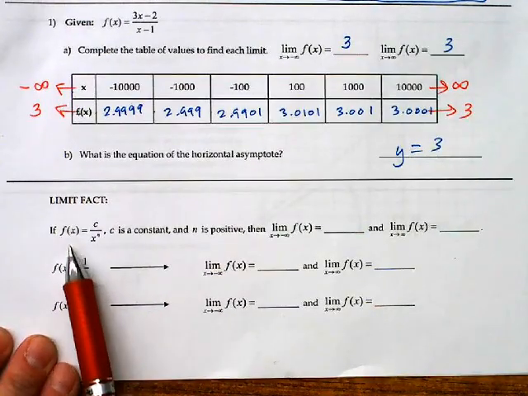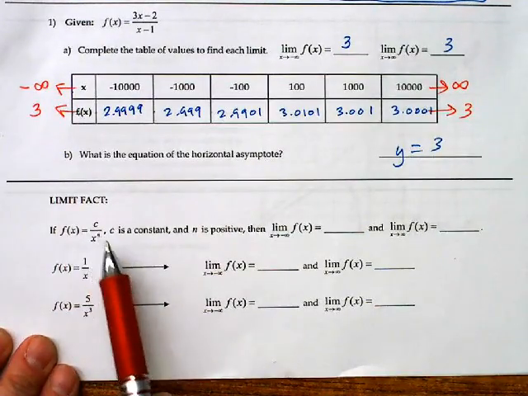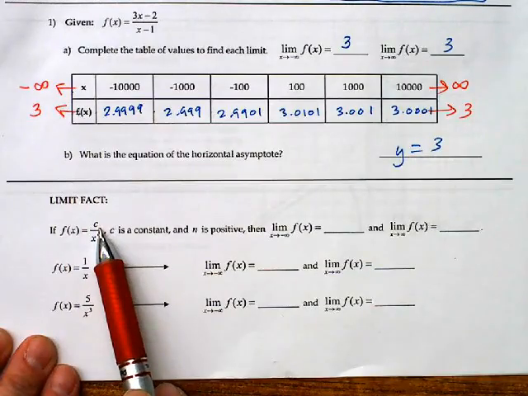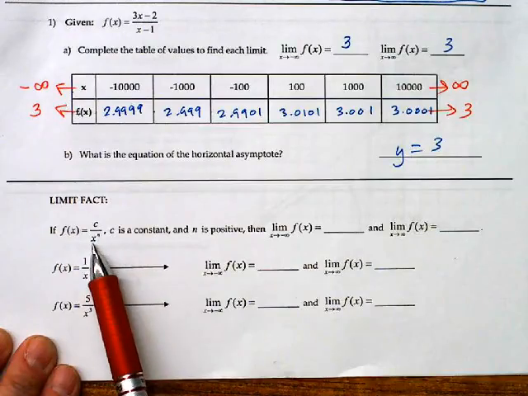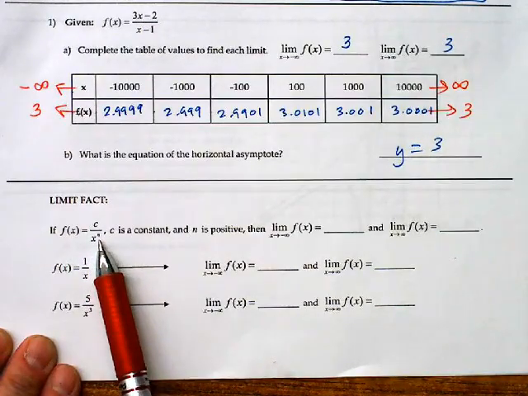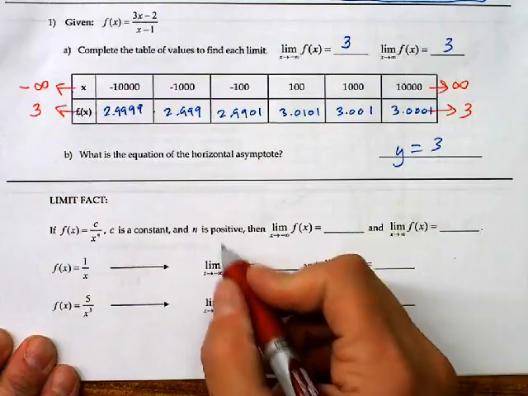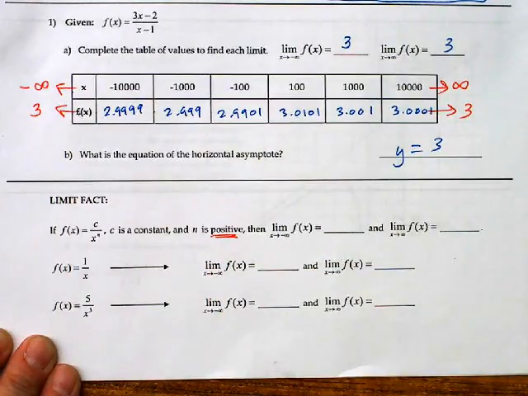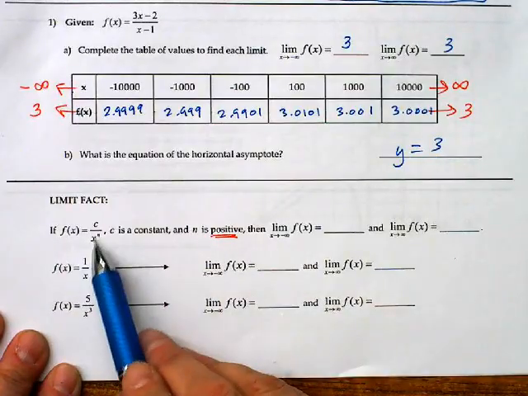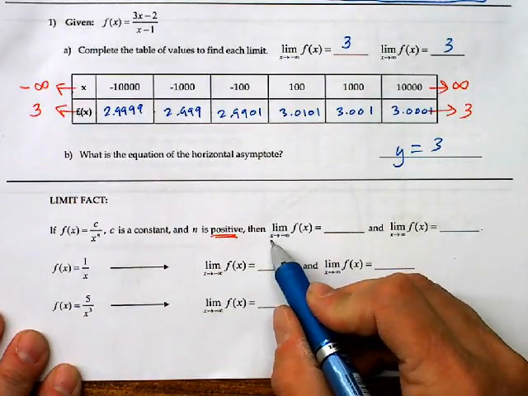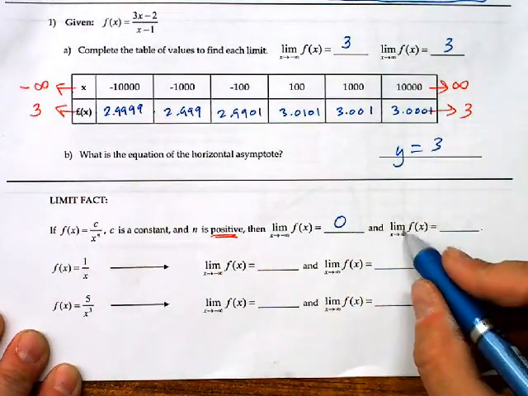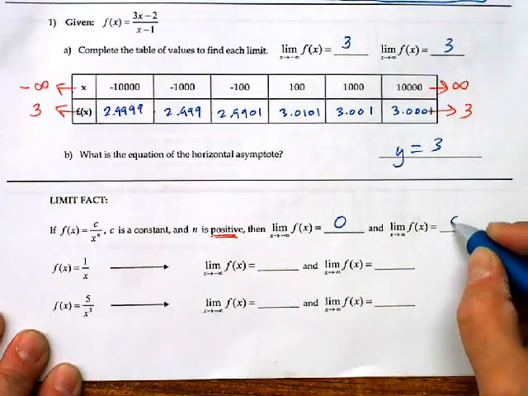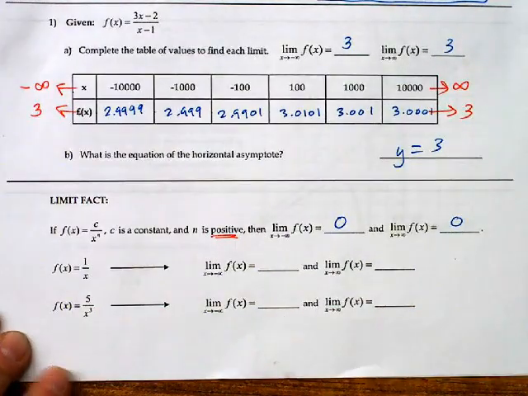So let's think of some generic function with some random number, just a constant like 2 or 5 or 1, up in the numerator, and x to a positive exponent, any positive exponent, down there in the denominator. Well, a cool limit fact to know is that when we divide by these powers of x, as x approaches negative infinity, that limit equals 0, and as x approaches positive infinity, that limit also equals 0.